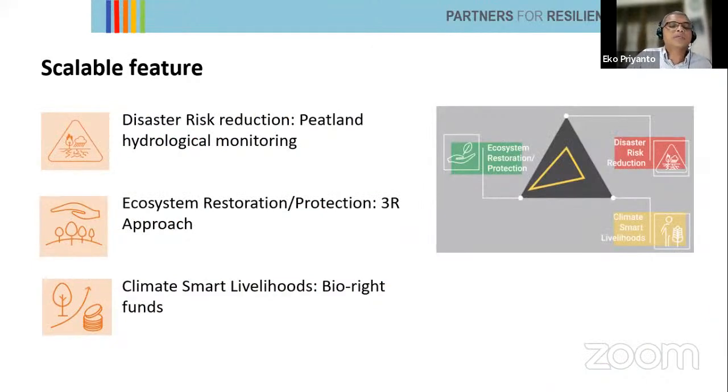This is the graphical illustration of the relationship of activities between disaster risk reduction with hydrology monitoring, ecosystem restoration through the 3R approach, and climate-smart livelihood through BioREX funds.